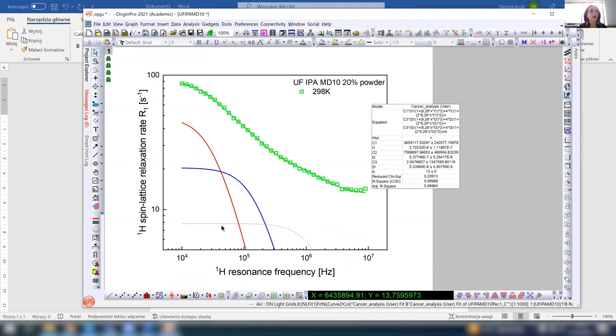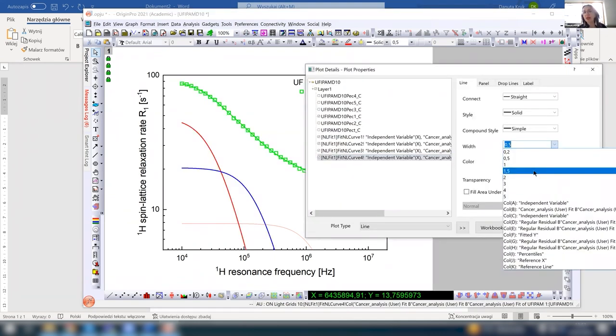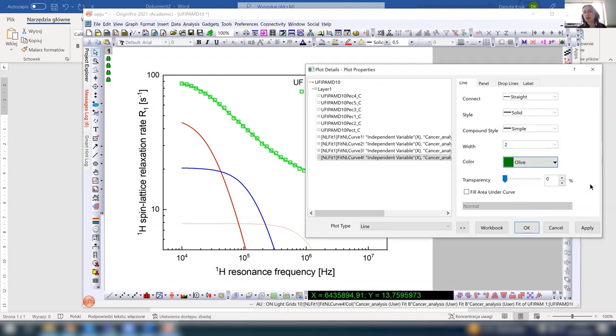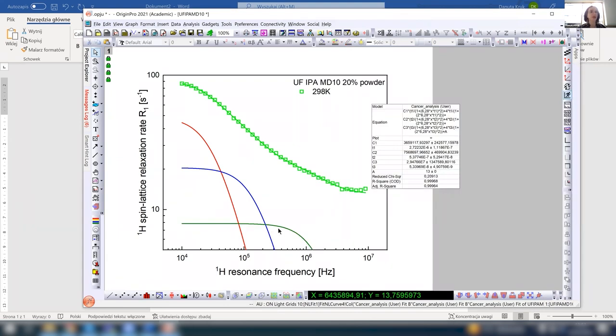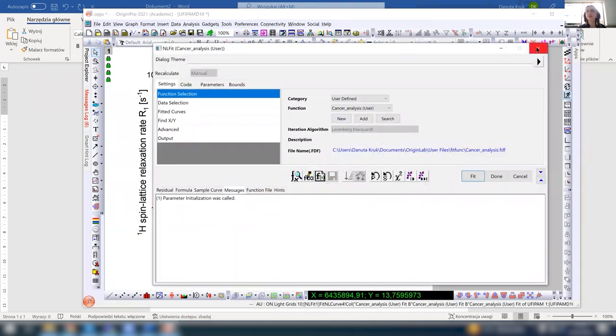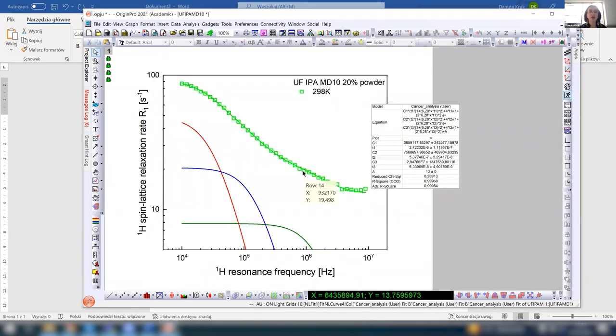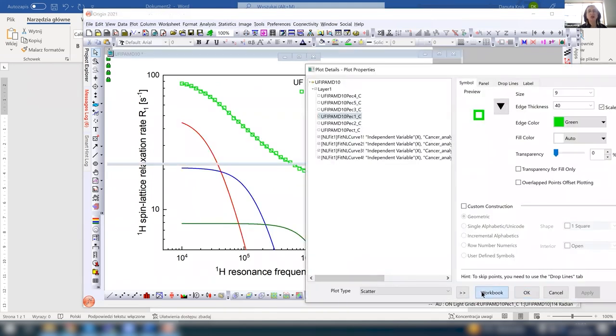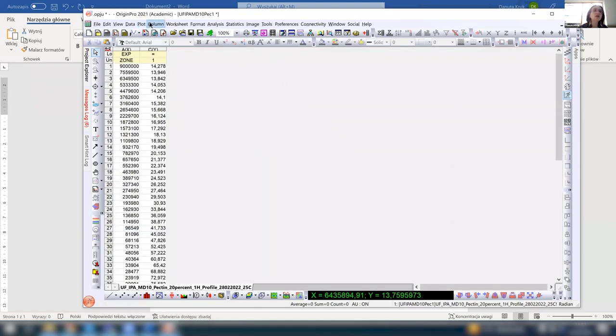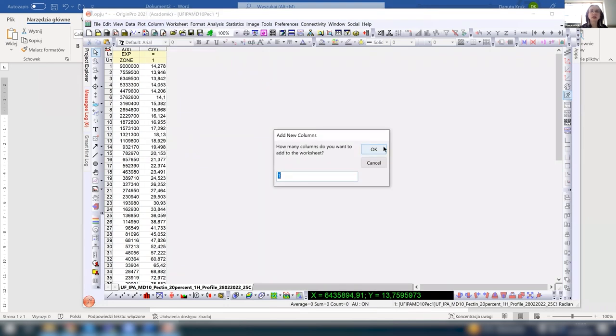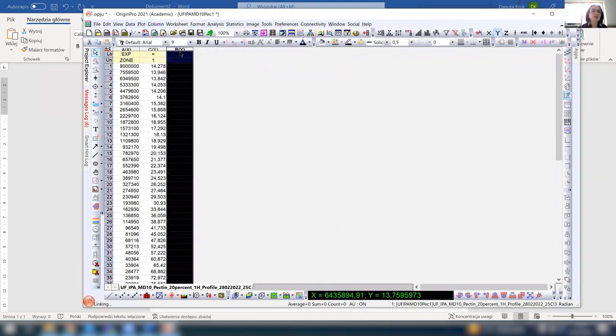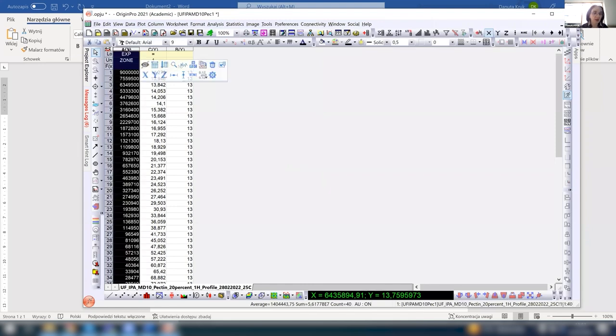You see, because we didn't see this contribution for a while. This contribution is very, very small. And for sure, this first one will be just to be removed. However, here we still have, just a moment, workbook, and it was column. Column, set column values. It's 13.